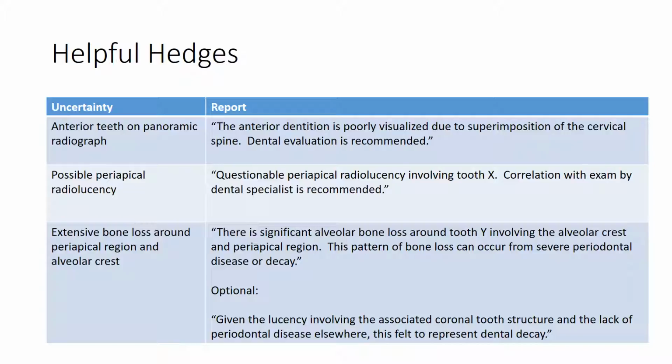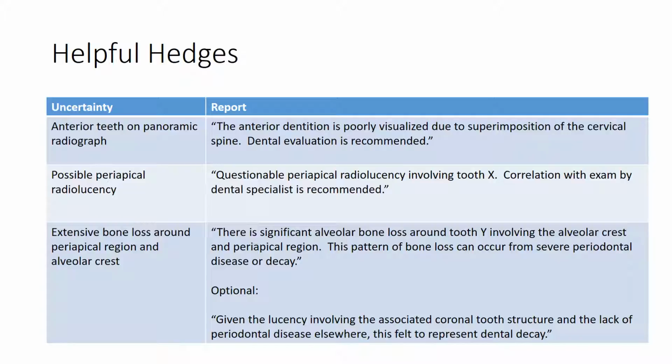Okay, we wouldn't be radiologists if we didn't know how to hedge, so here are some helpful hedges. The anterior teeth on panoramic radiographs, as I mentioned, are difficult to visualize. So you can say the anterior dentition is poorly visualized due to superimposition of the cervical spine. Dental evaluation is recommended. Also on panoramic radiographs, you may not be sure if there's a periapical radiolucency. And so you can say questionable periapical radiolucency involving tooth X. Correlation with exam by dental specialists is recommended.